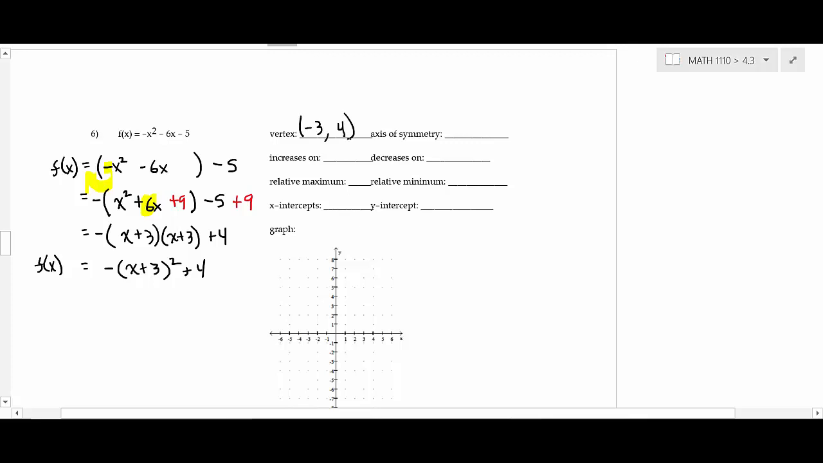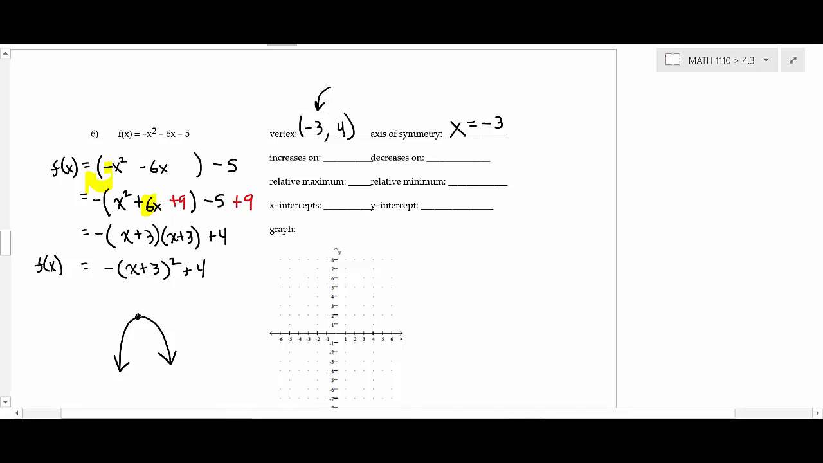What's the axis of symmetry? X equals -3. Okay, that's what you look at on your axis of symmetry. Before we do the graph, is this thing opening up or down? Down. So is that going to be a minimum or a maximum? Maximum. Because it's opening down, you're going to have a maximum, but you're not going to have a minimum, right? The maximum is the vertex.